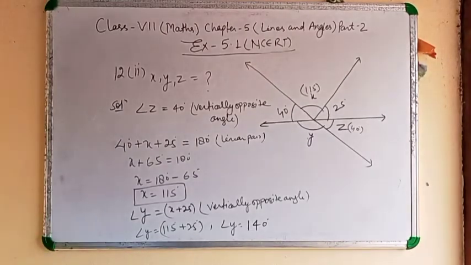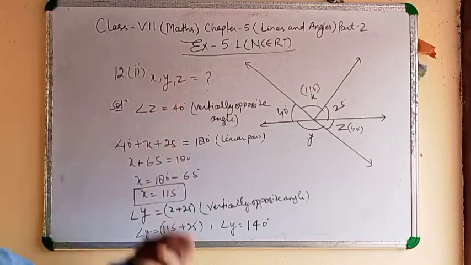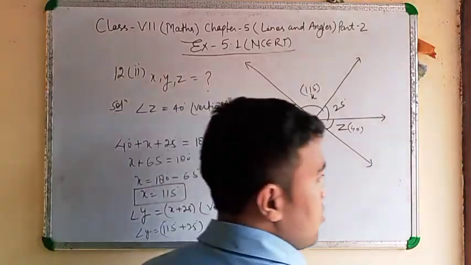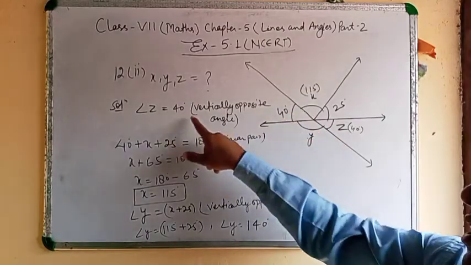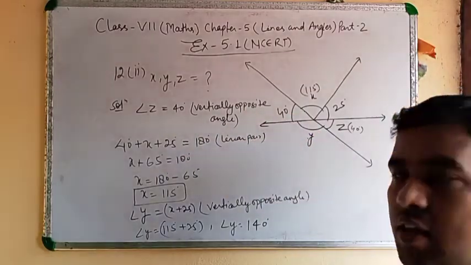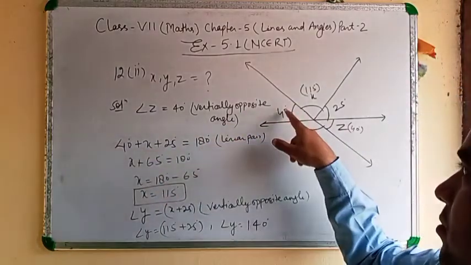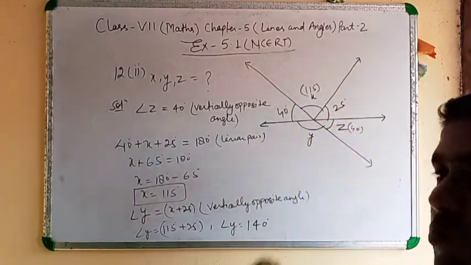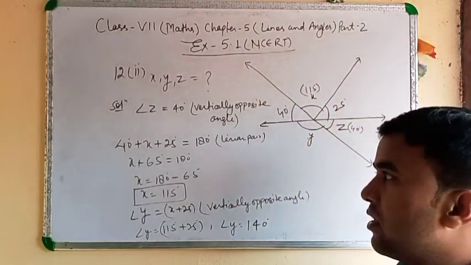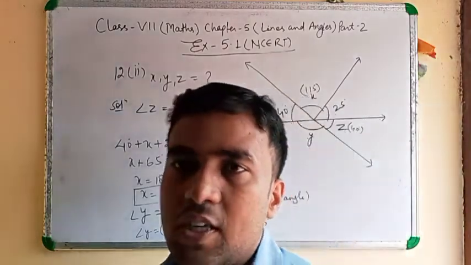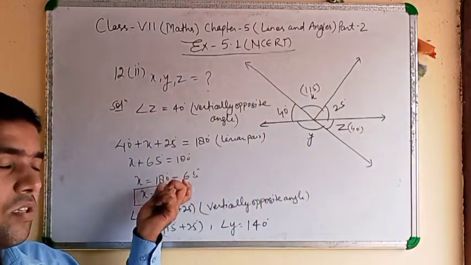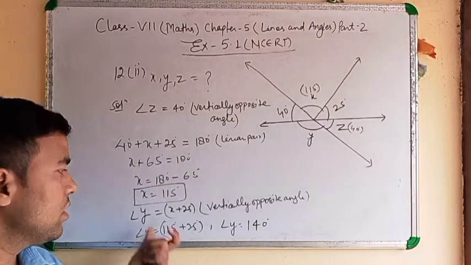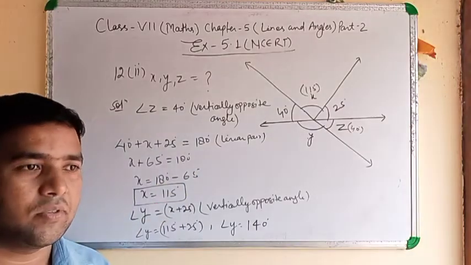Again I am telling you this question. The values of x, y, z are asked. See, first you find this value, angle z. z equal to 40, vertically opposite. Very easily you can find. Clear? 40 plus x plus 25 equal to 180 by linear pair. Clear? 25 plus 40 is 65. Then x plus 65 equal to 180. x equal to 180 minus 65. x equal to 115. Clear?